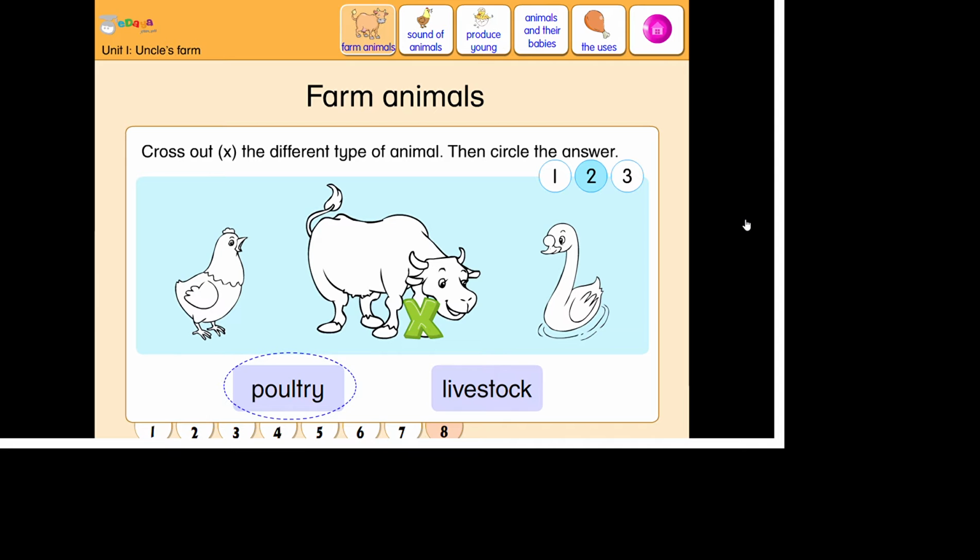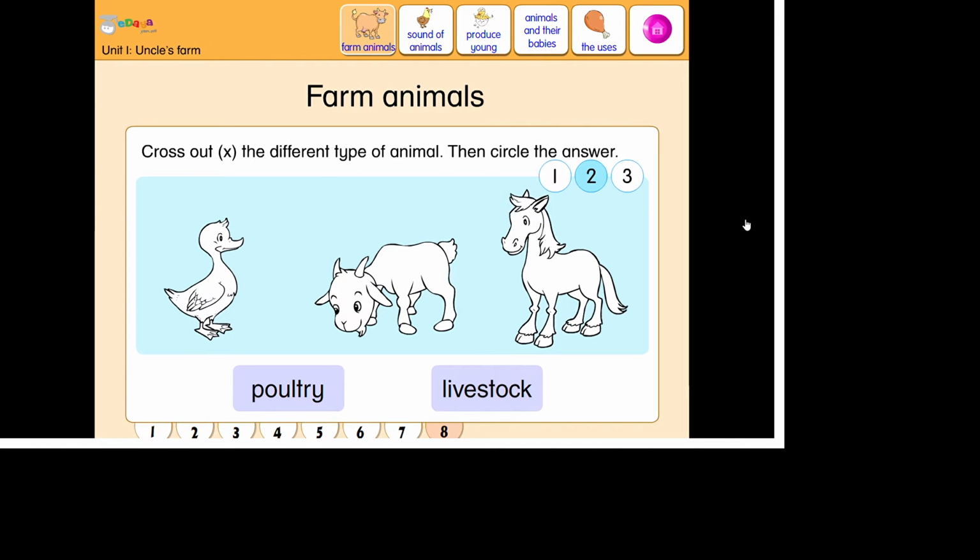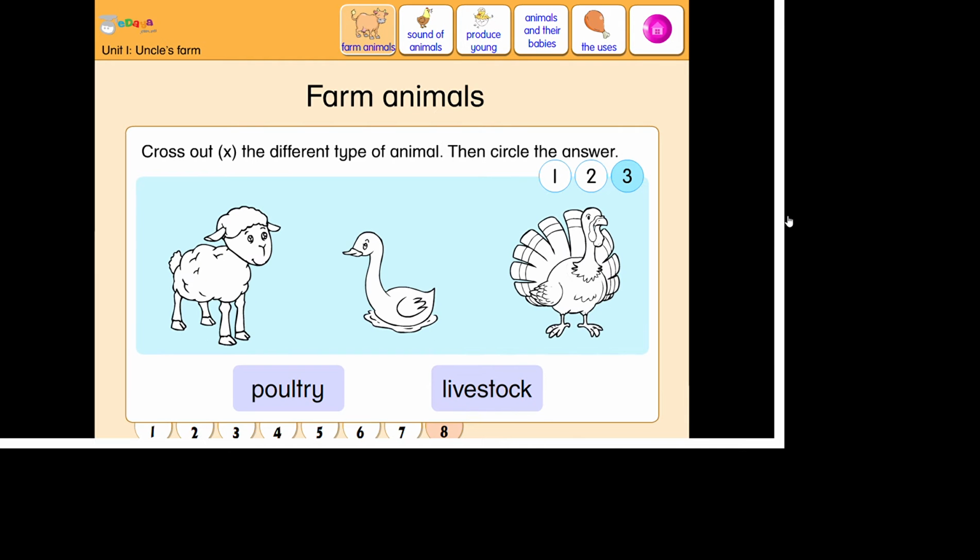Okay. Let's move on to question 2. Okay, so the different type of animal here is the smaller one, eh? The poultry, the duck. And the goat and the horse are livestock. Okay. Over here we have the sheep, the duck and the turkey. So we cross out the sheep because it's the livestock.